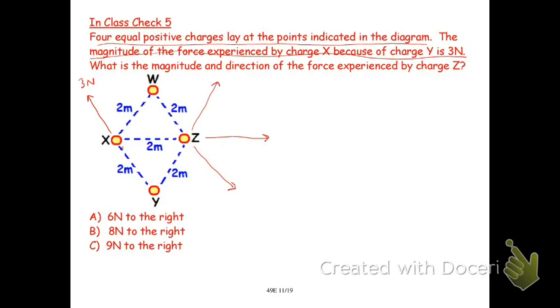And then if I look at this, there's some symmetries going on here. This was 2 meters. Well, so is this. So that should be 3 newtons. And so is this between W and Z. So that should be 3 newtons. And actually, so is this one between X and Z. So that should be 3 newtons.